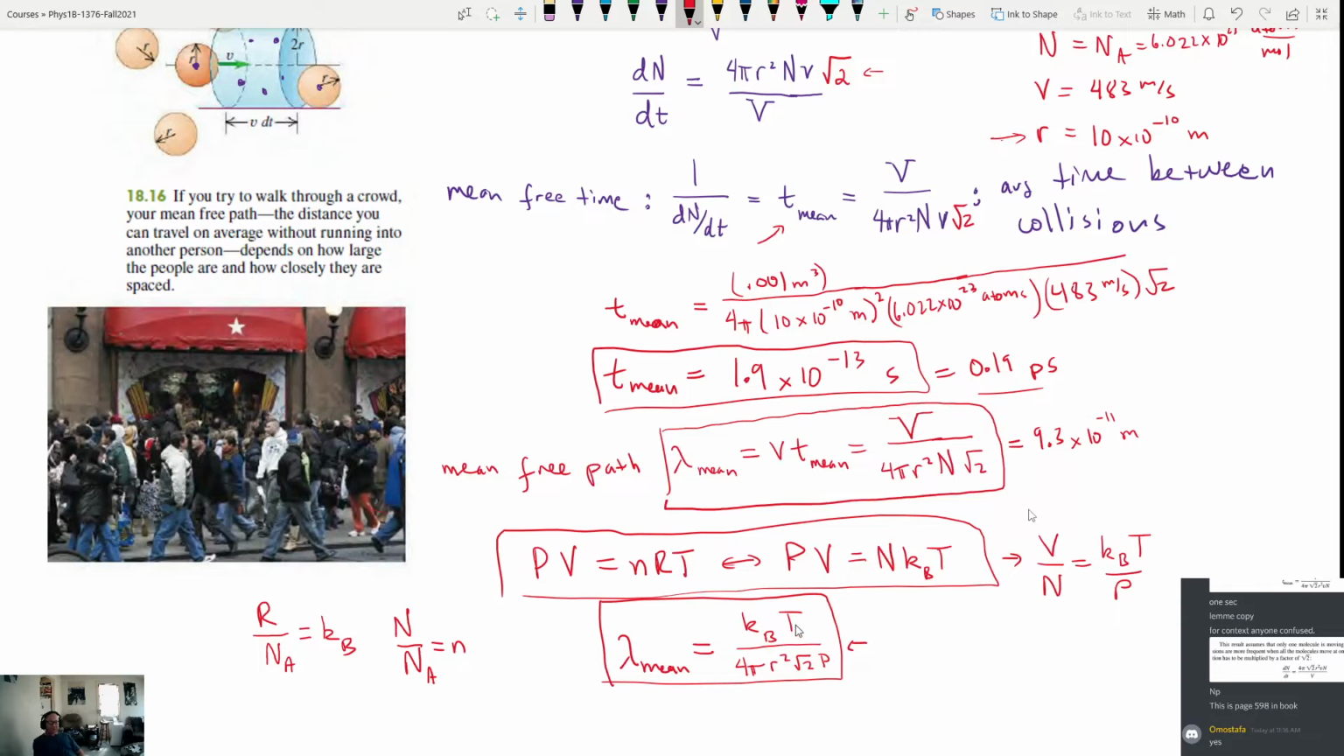We could also mention that as temperature goes up, the mean free path goes up. Is that reasonable? If the temperature is increased at constant pressure, the gas is going to expand. So if the gas expands, that means the average distance between the molecules increases. That makes sense. And then that causes lambda to increase.